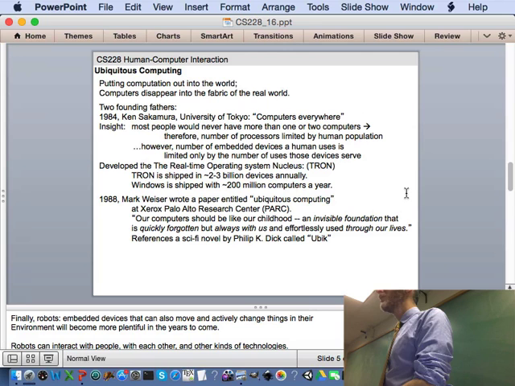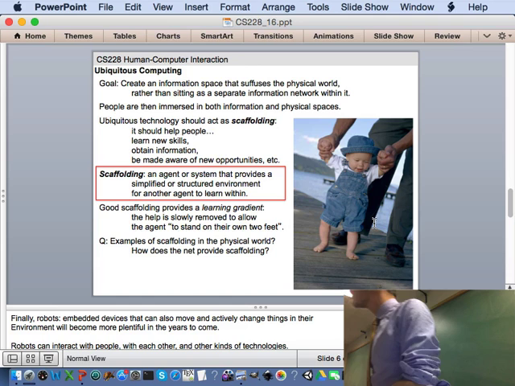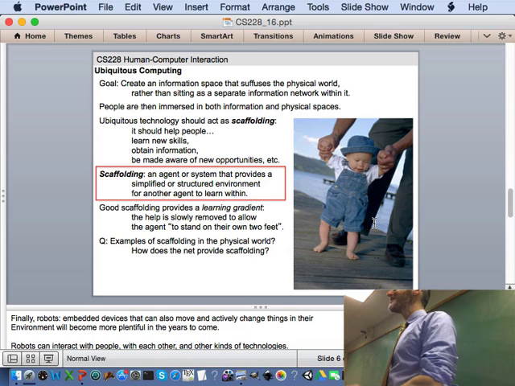Why? So invisible is clear. Why foundation? What does he mean by a foundation? One of the important uses of ubiquitous computing as a foundation is something we've already talked about, this idea of scaffolding, right? Your smartphone usually isn't interrupting you, but it's there to sort of give you a hand when you need it. And hopefully when you exhibit competence, your cell phone shuts up again, right? And lets you get on with whatever you're trying to do.